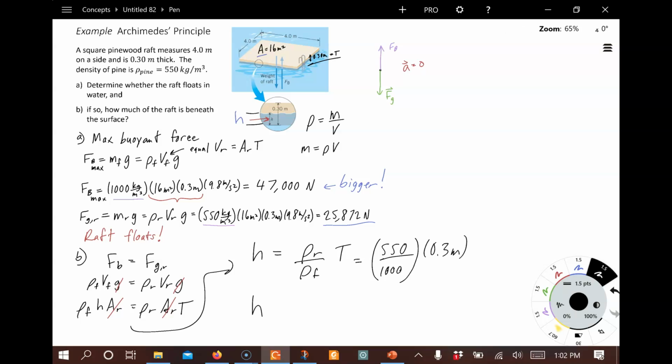Plugging those numbers in, we see that the amount of raft that is below the surface has a depth equal to 0.165 meters. So it only needs to sink down 0.165 meters into the water until the buoyant force is equal to the weight of the raft, and therefore it floats.